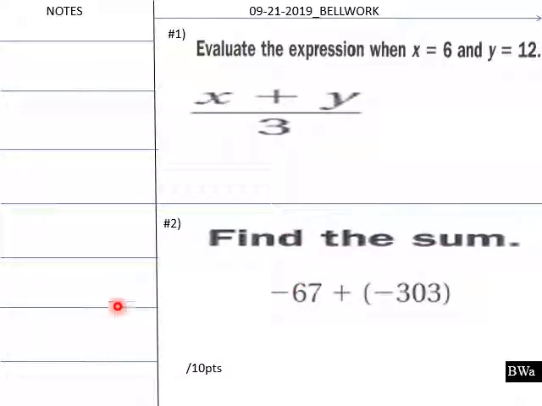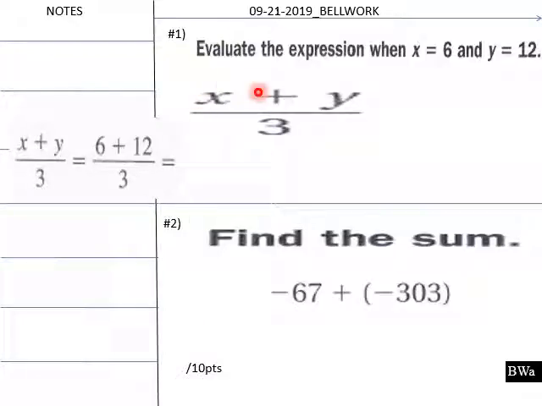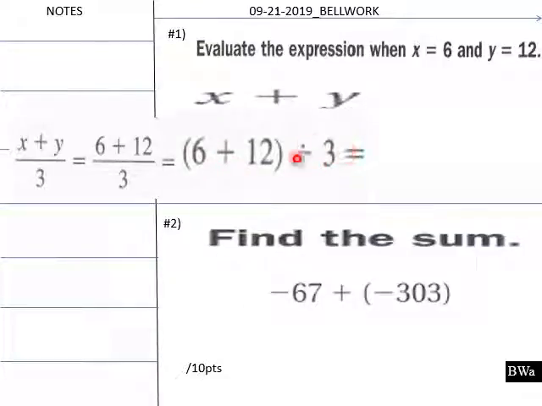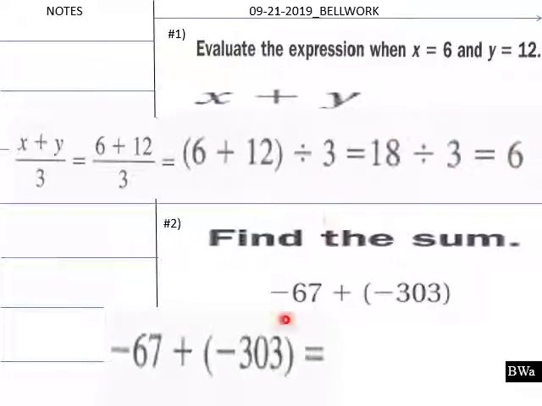Okay, welcome back for solutions to your bell work. We plug in our values here. We get 6 plus 12 over 3, which is 6 plus 12 divided by 3, which is 18 divided by 3, which is 6 for number 1. Then down here, we are going to add negative 303 to negative 67. They're both negative, right? So we just combine them, and we get negative 370 for that.